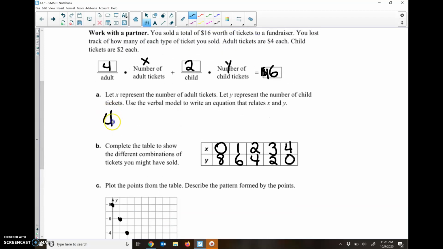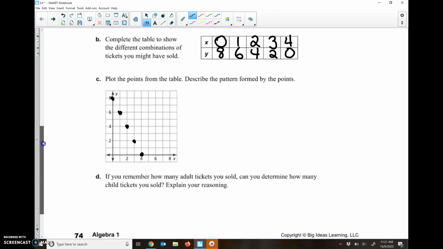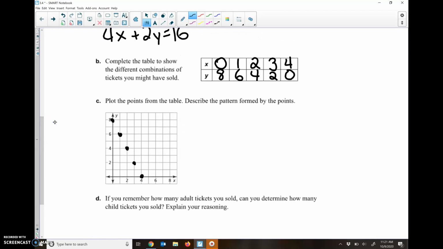So we just graphed the line 4x plus 2y equals 16. Okay, so $4 for adult tickets, and we don't know how many we sold, that's x. Plus $2 for children's tickets, we don't know how many we sold, so y. And we knew we sold $16 worth. So there's our graph using intercepts.